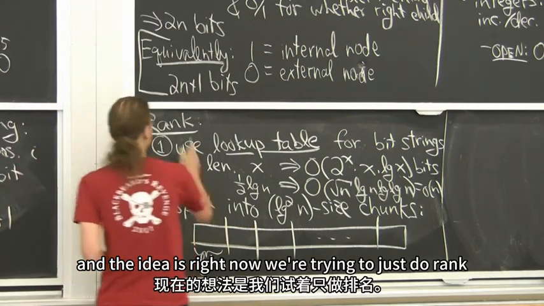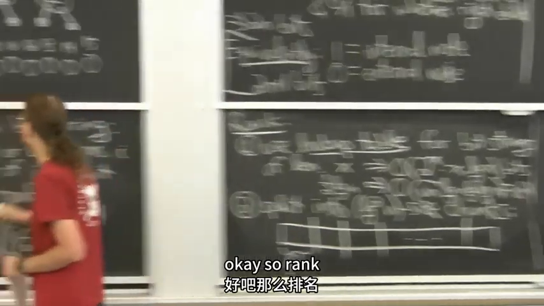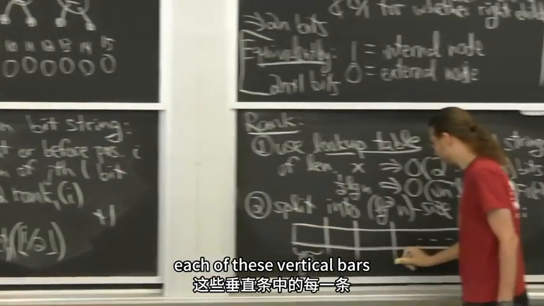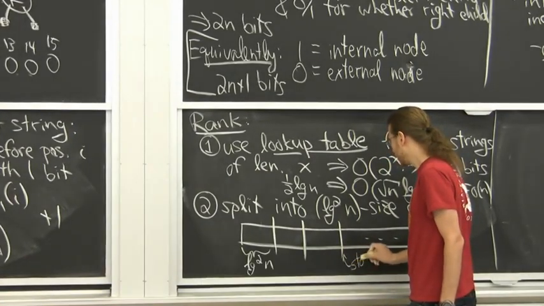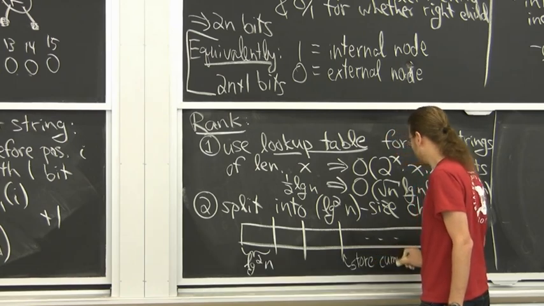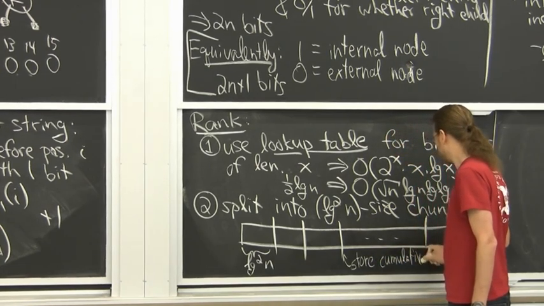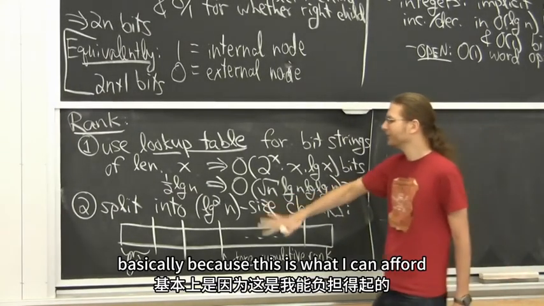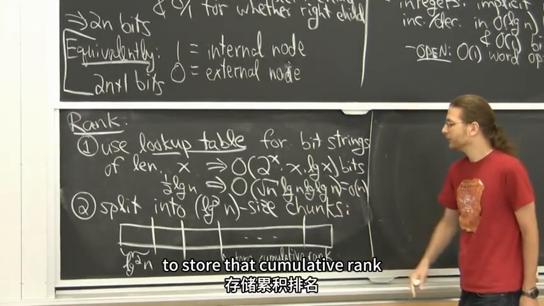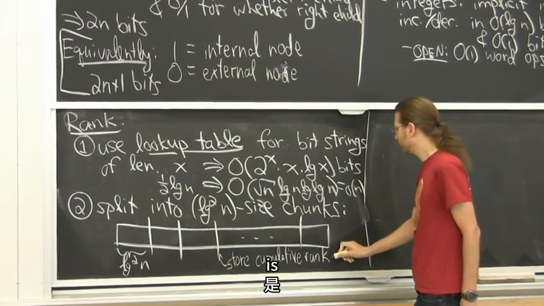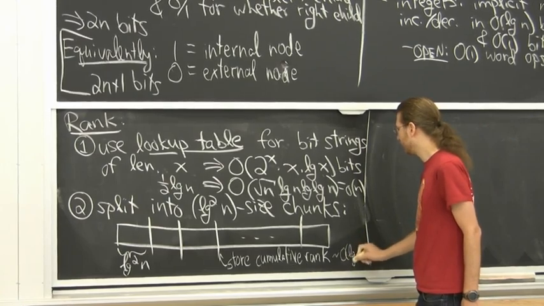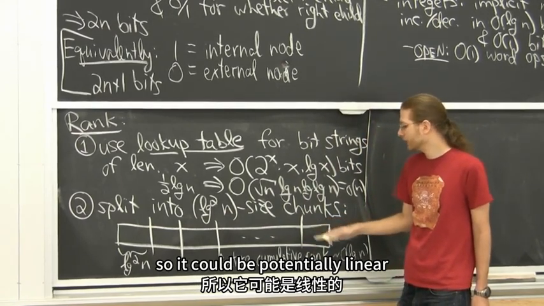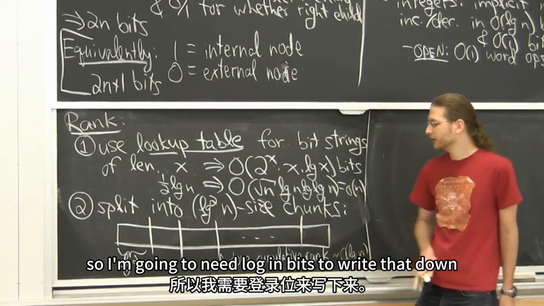And the idea is, right now we're trying to just do rank. Okay, so rank, number of ones at or before a given position. So what I'm going to do is at each of these vertical bars, I'm going to store the cumulative rank so far. Okay. Why log squared? Basically because this is what I can afford. To store that cumulative rank is log n bits. Could be, I mean, this rank is going to get very big. By the end, it'll have most of the 1 bits. So it could be potentially linear. So I'm going to need log n bits to write that down.